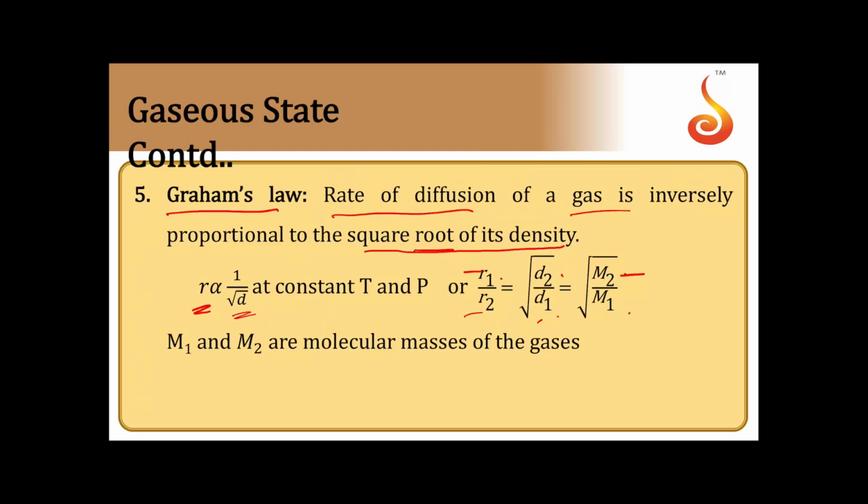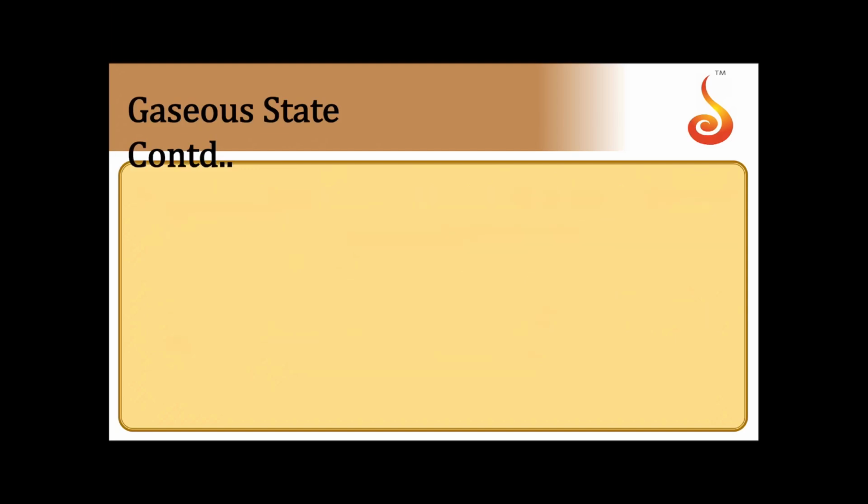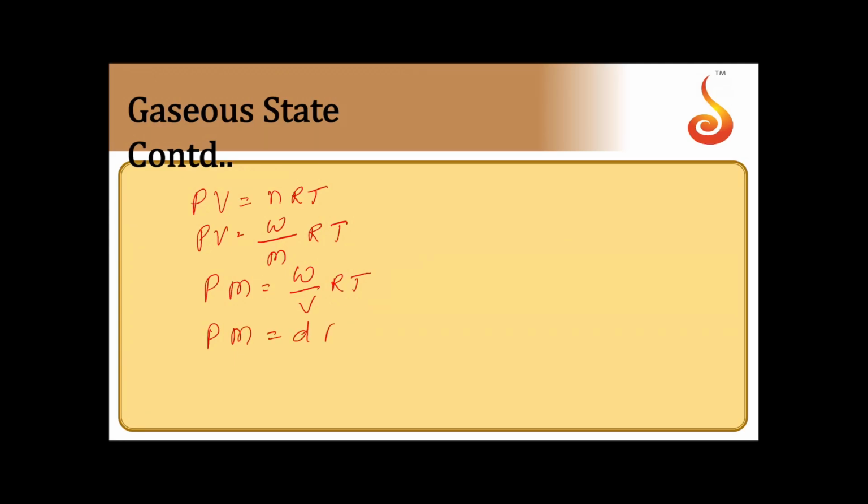See, molar mass and density are related to each other. Let us see how they are related. From the gas equation, PV is equal to nRT. So PV is equal to W by M into RT, or else PM is equal to W by V into RT. Then PM is equal to dRT.